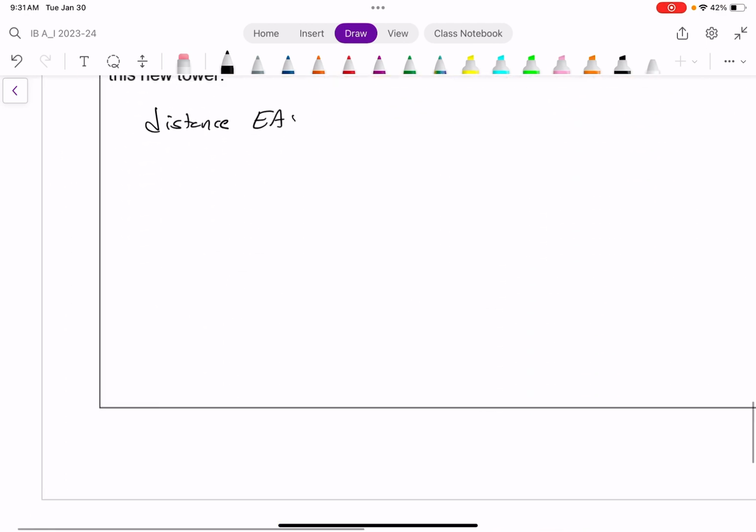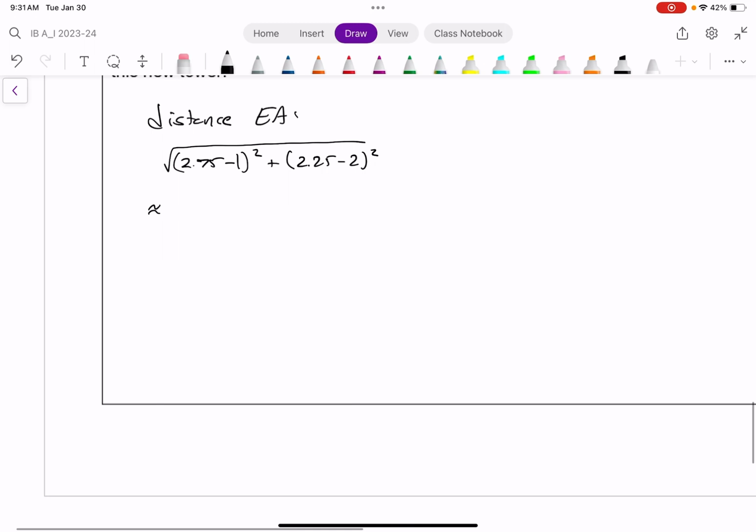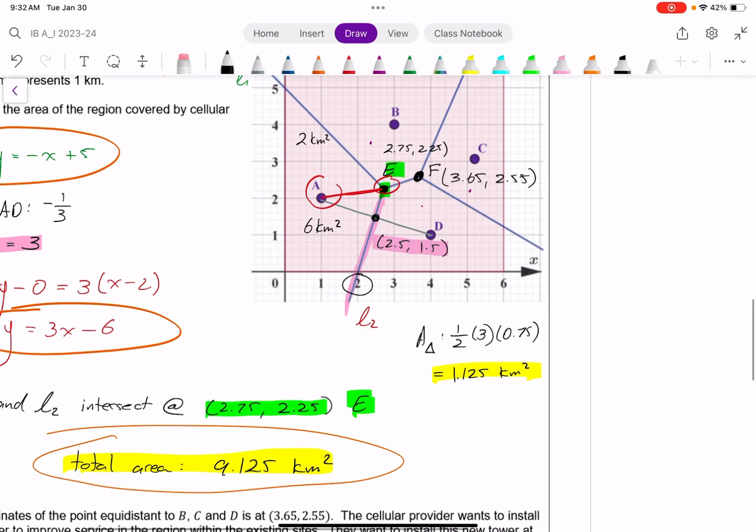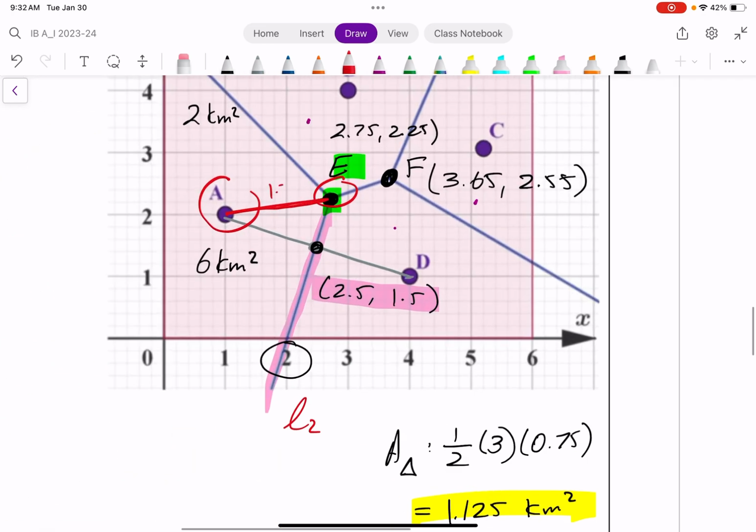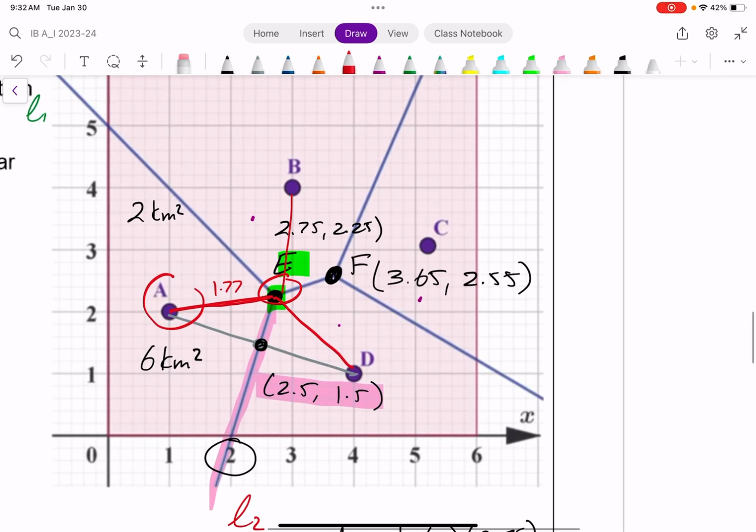And so that distance is going to be the square root of the difference of my x coordinates, which in this case is 2.75 minus 1 squared, plus the difference between my y coordinates squared, 2.25 minus 2 squared. And evaluate this, and I get approximately 1.77 kilometers. So that means this distance from here to here is approximately 1.77 kilometers, which means so is this distance, and so is this distance.